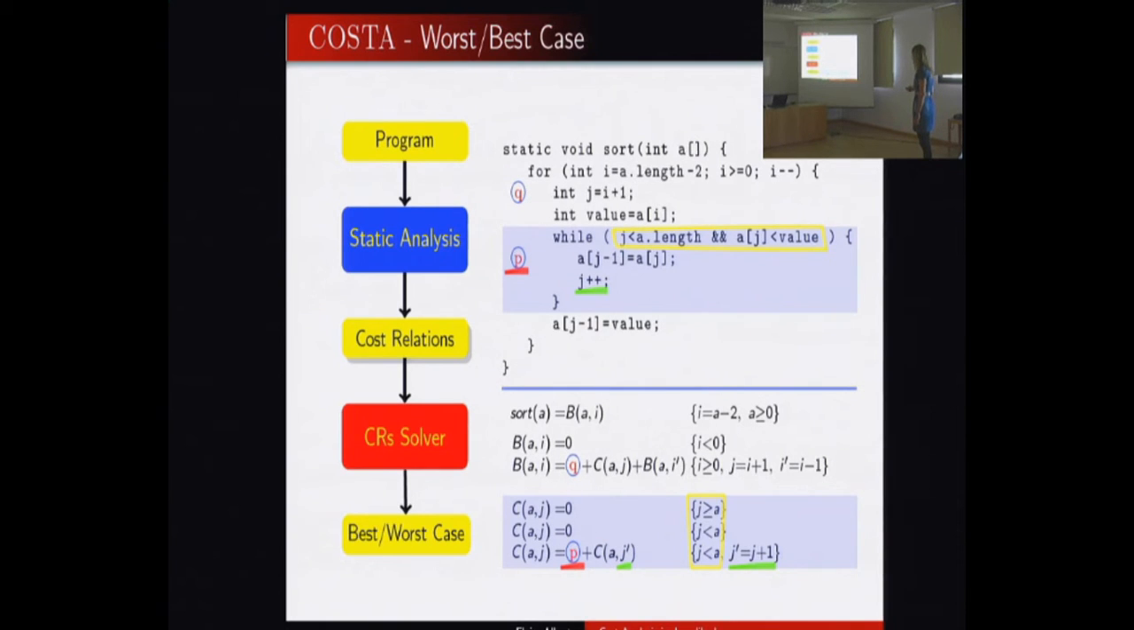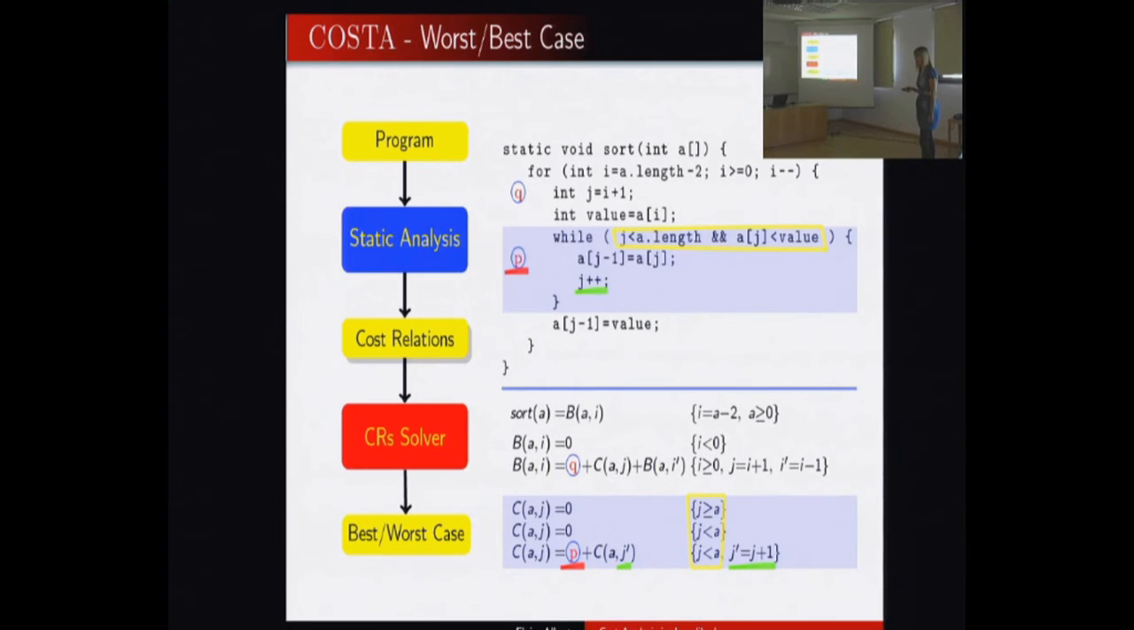So here there is an interesting phenomenon that happens. We have one case, which is the first one, in which the first guard does not hold. So j is greater or equal than the length of the array, and I exit, and I don't execute any instruction of the while, so I have cost 0, a best case 0. In the second case, I want to have a guard in which this condition holds and this one does not hold. So j is smaller than the length of the array, but the jth element is smaller than value.